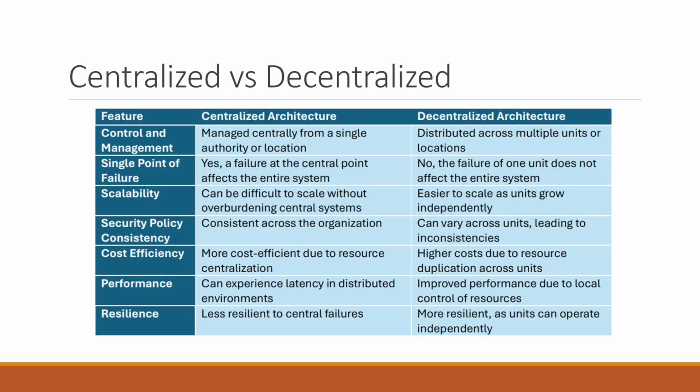Okay. Now, cost effectiveness on a centralized is normally more efficient because it's just smaller, right? Versus higher costs when you have duplication across multiple units. Now, performance on a centralized can be experienced, but we normally can improve it upon a decentralized architecture because we have local control of the resources. Now, on the resilient side, the decentralized architecture is definitely going to be more resilient because we can also operate independently versus a centralized center. If we lose it, we lose everything.